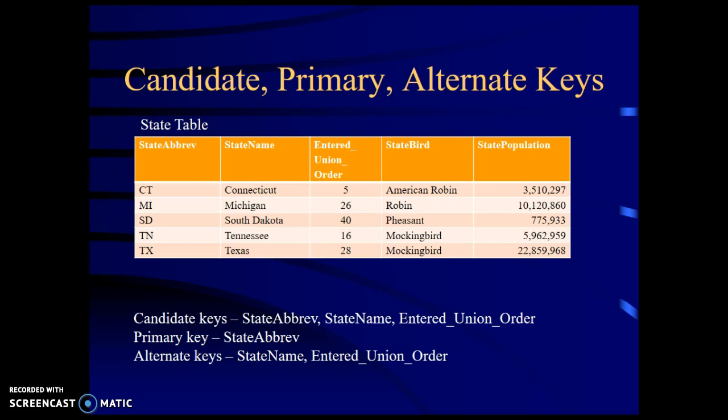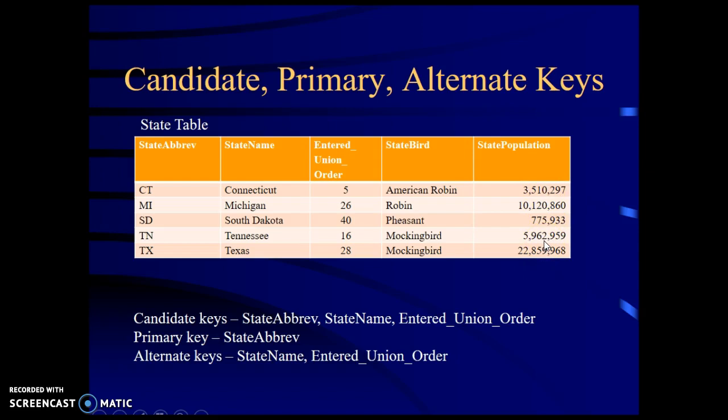So we want to first determine, and this is what you will be doing when you're creating your tables, what fields could possibly be the primary key. In other words, what fields could be the candidate key. If I take a look at state bird, I know that that cannot be a candidate key because look, the states of Tennessee and Texas have a mockingbird as their state bird, so that couldn't possibly be unique. If I take a look at state population, yes, the values here are unique.